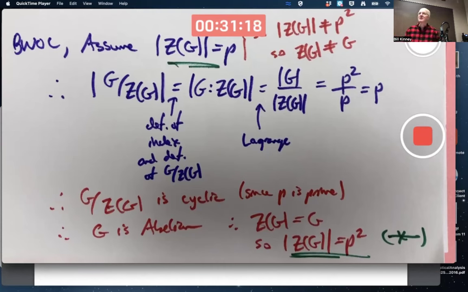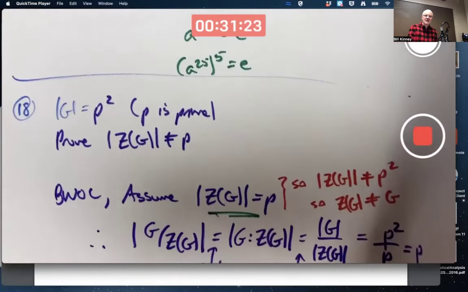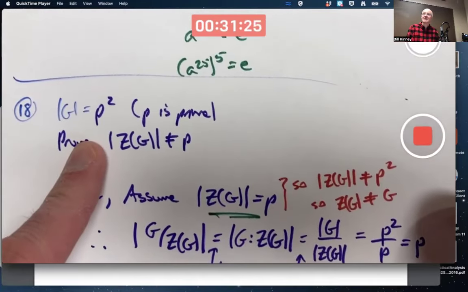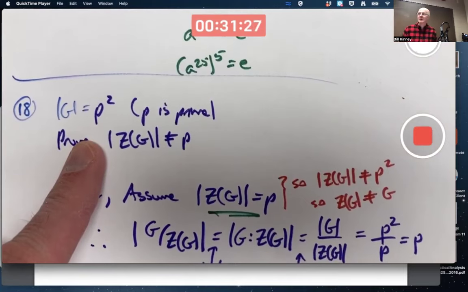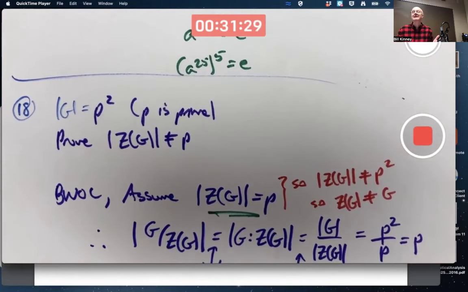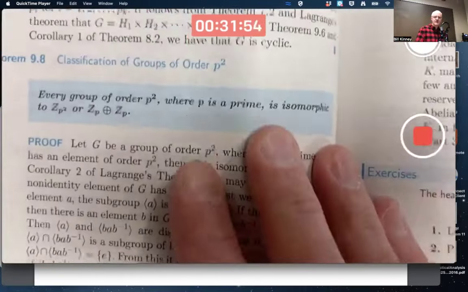The true order of Z(G) in this context is actually P squared itself. If G has order P squared where P is prime, the center has to also have order P squared. It's got to be all of G. In other words, G has to be abelian. That's a classification fact as well. You should know this for the test too.